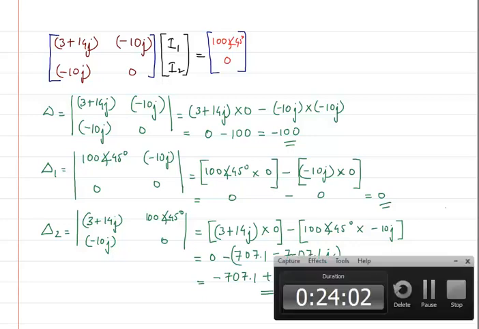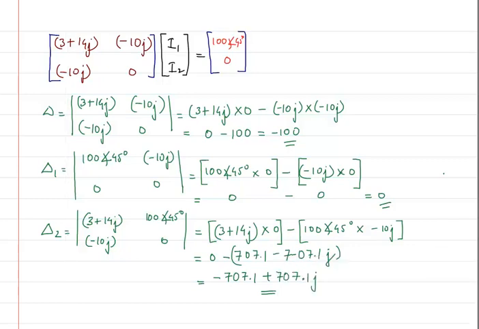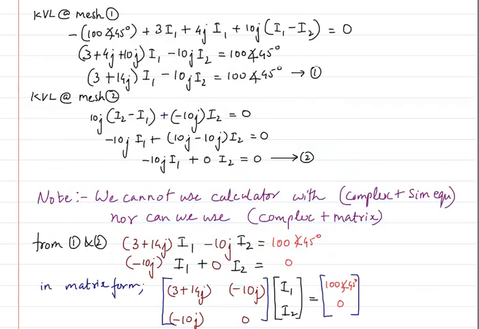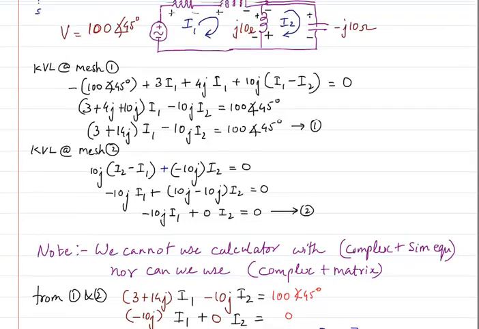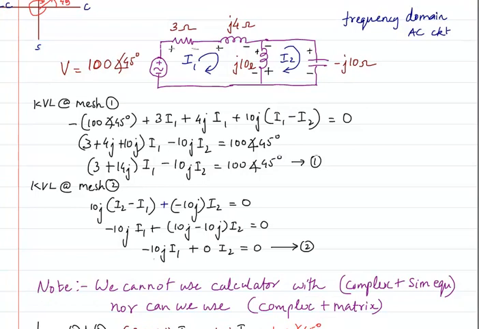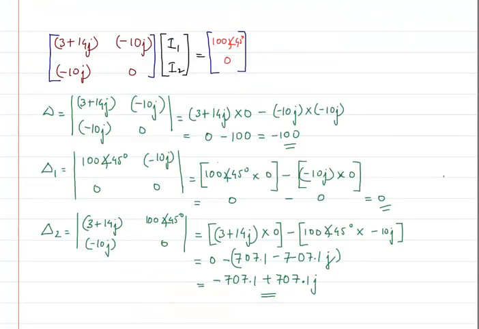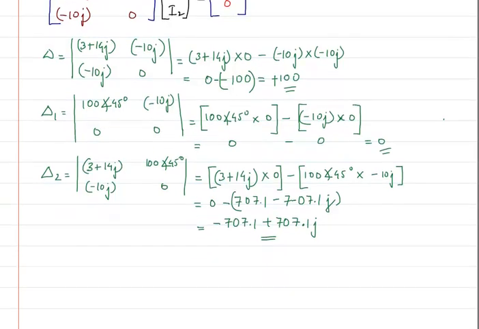Now there is a small mistake that I noticed. I went back again and noticed that when I am writing the mesh equation, this was plus j and this one was minus 10. The mistake is here. This says minus of minus 100, which comes out to be plus 100. Okay, so now it is okay.